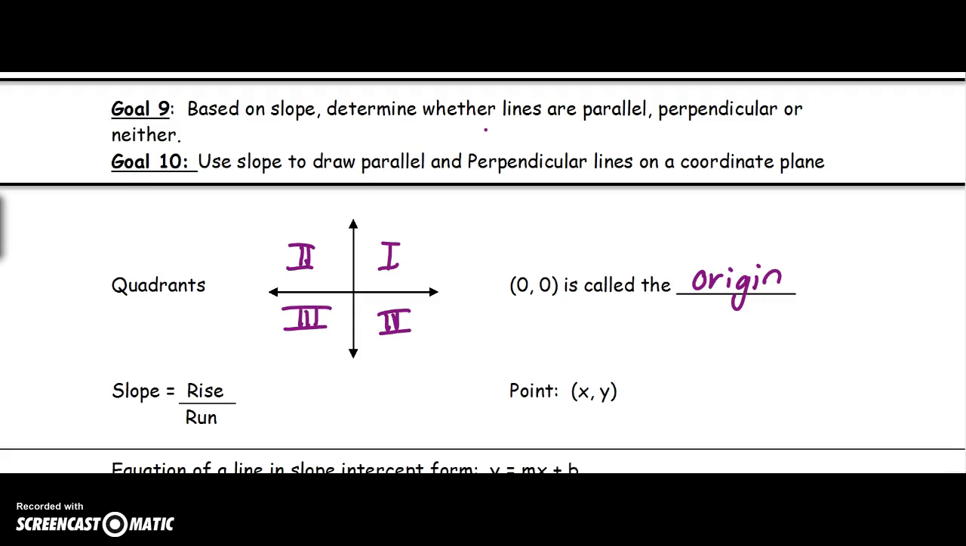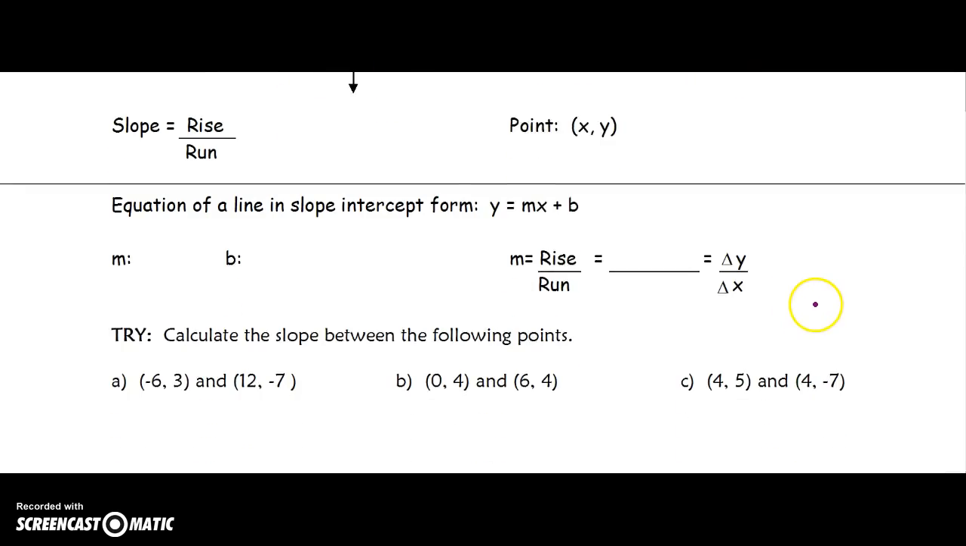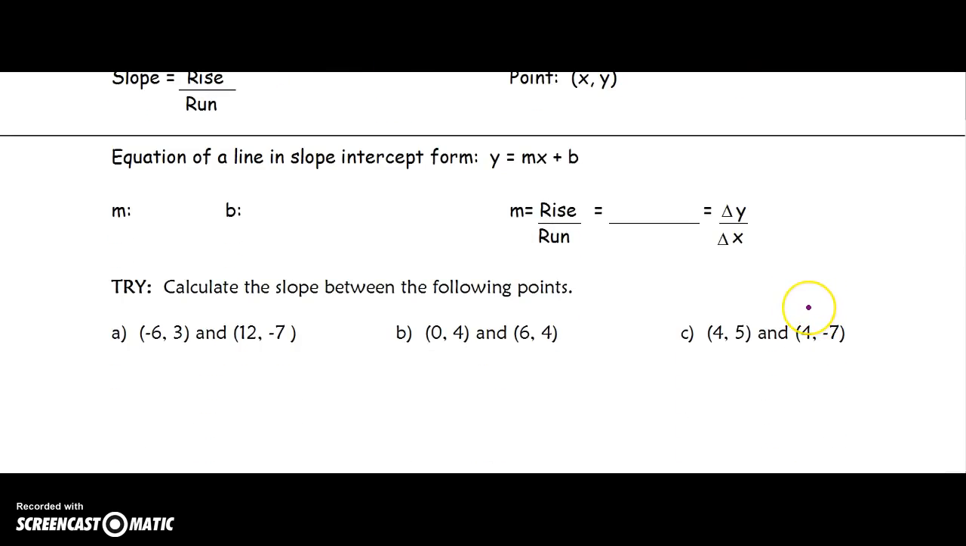0, 0, remember, is called the origin. To find slope, you do rise over run, and every point has an x, and every point has a y. The equation of a line in slope-intercept form is y equals mx plus b. M represents your slope, b represents your y-intercept. You have rise over run, or you have y2 minus y1 over x2 minus x1.